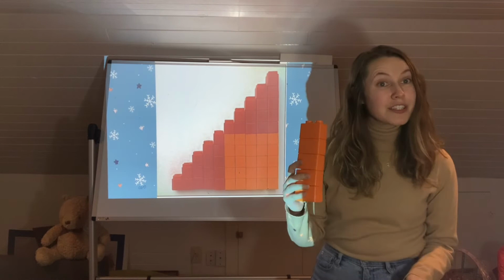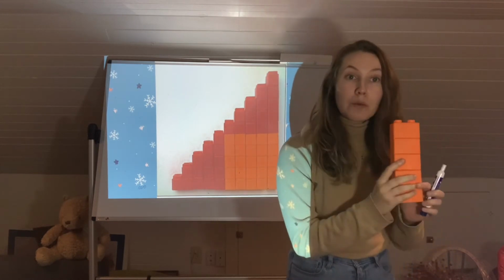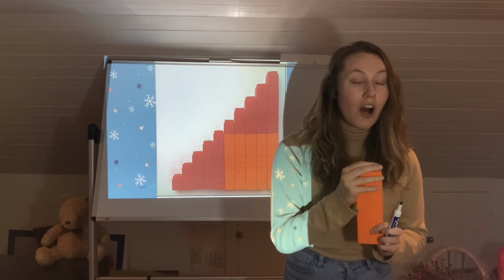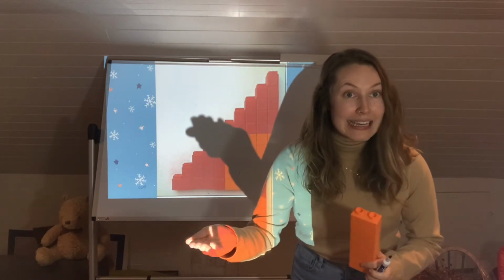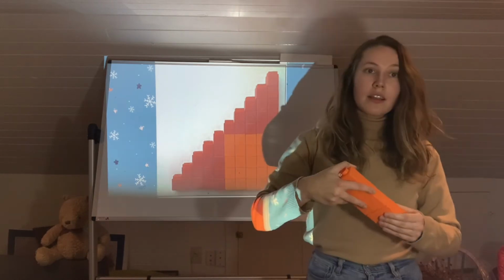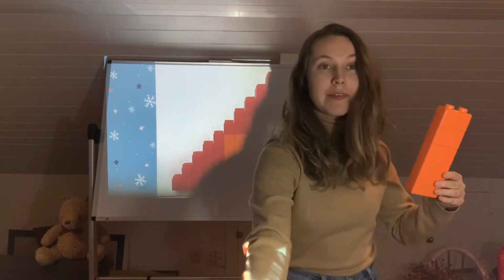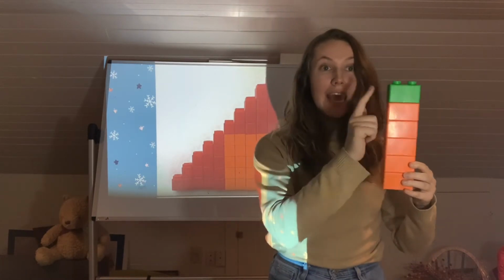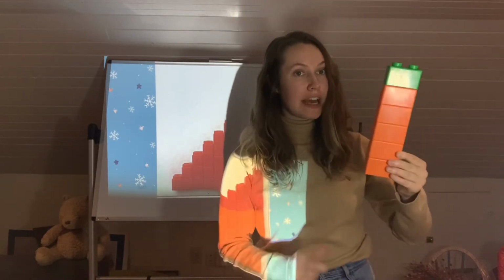Now, just like we talked about our stairs, when we have our 5 stick, if we build on top of it, we're going to call that 5 and add the next number. So let me show you what that looks like. So if I have my 5 stick and I add one more, I could say 5 and 1. And what is that all together, 5 and 1?